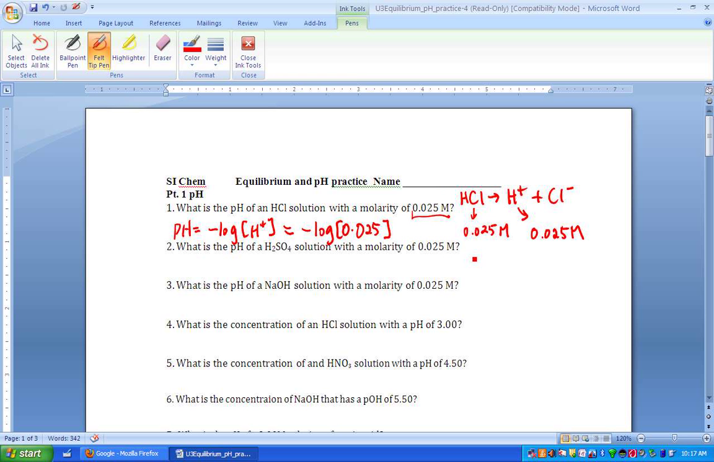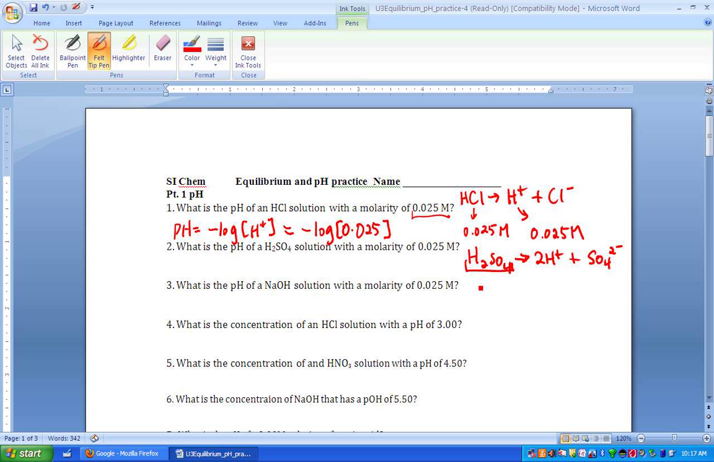But the second problem is slightly different, because we no longer have a 1-to-1 ratio. If you write H2SO4 being ionized into its ions, you get 2 H+ and 1 sulfate. So now we have a 1-to-2 ratio.